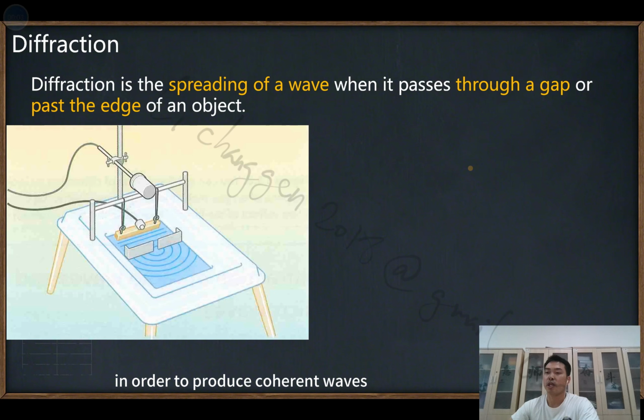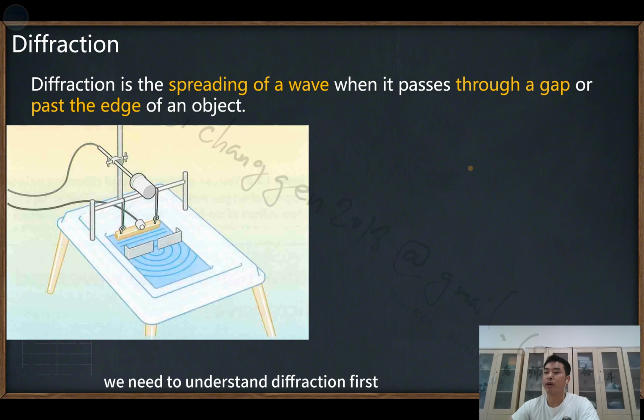In order to produce coherent waves, we need to understand diffraction first. Diffraction is what happens when a wave spreads out as it passes through a gap or around the edge of an object. Just as shown in the figure below, the water wave spreads out when passing through the gap.